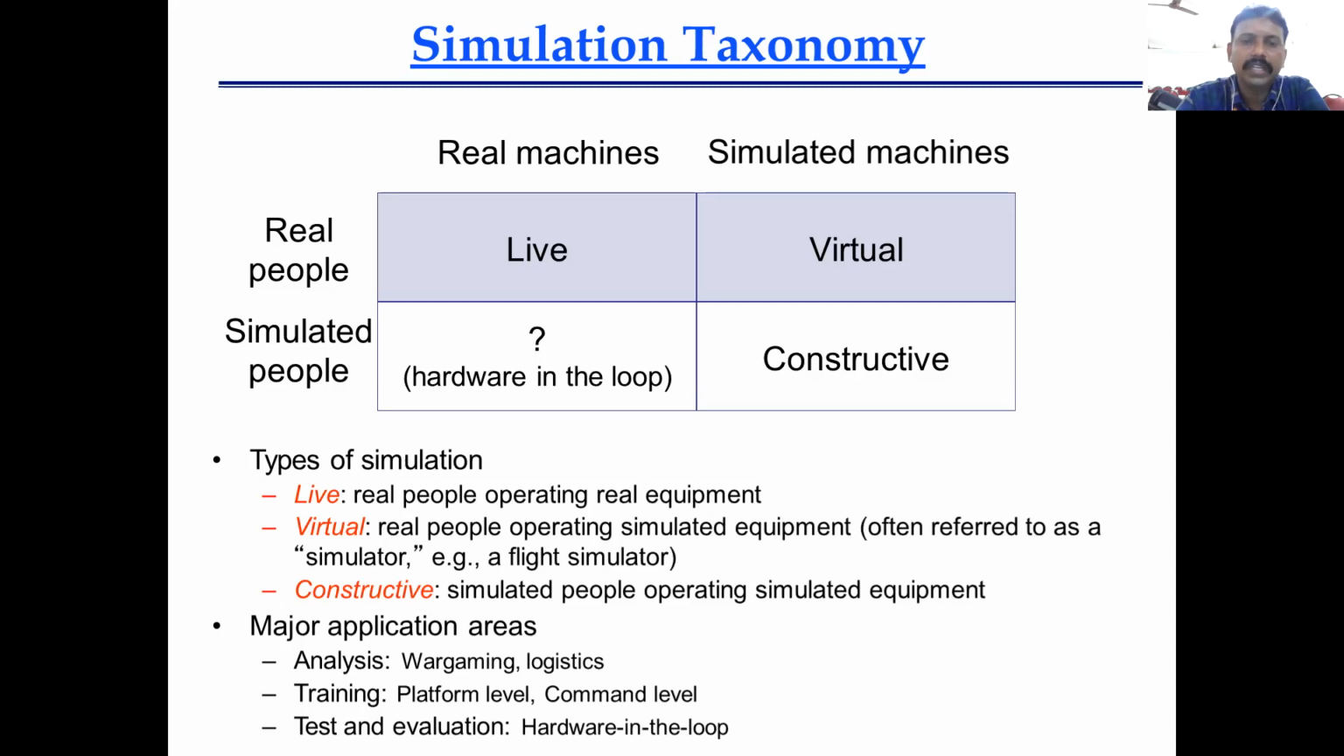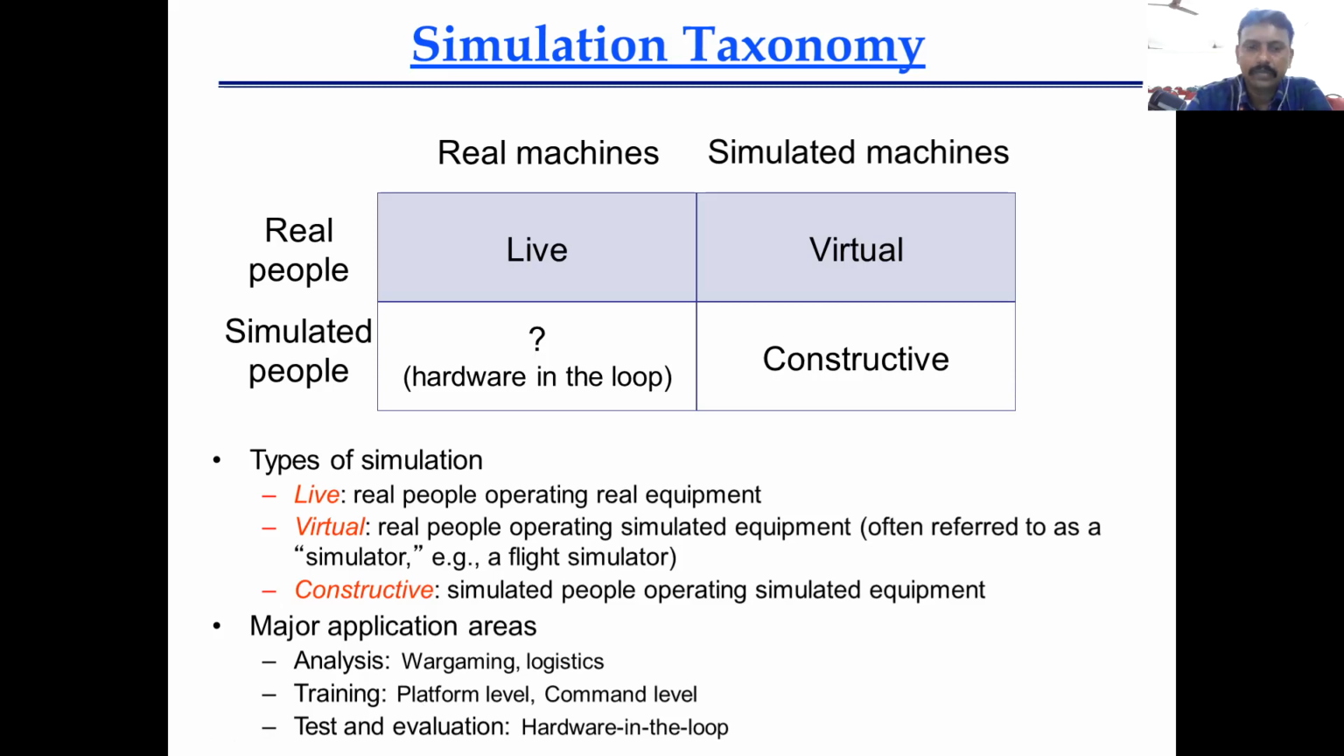Real people in a real mechanism, and a simulated mechanism is virtual. In a simulation with real people, hardware in the loop, the simulated mechanism is constructed. This type of simulation, with real people operating real equipment, is known as live. Virtual means real people operating simulated equipment, like simulated devices and simulated software. Examples are a flight simulator or a network simulator.